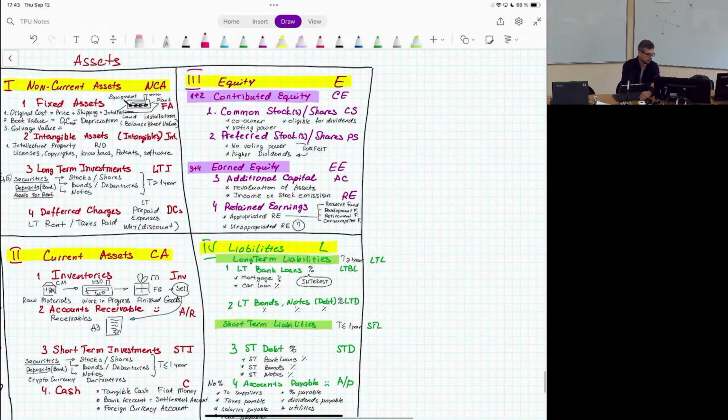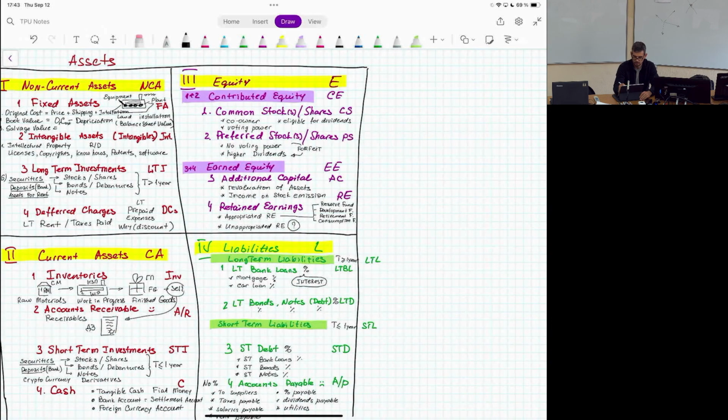Now let's switch to the equity and liabilities. Let's say that the common stock is 100. The preferred stock is only 50. Additional capital is 100. And retained earnings are 350. This makes our equity, how much? The total equity will be 600.